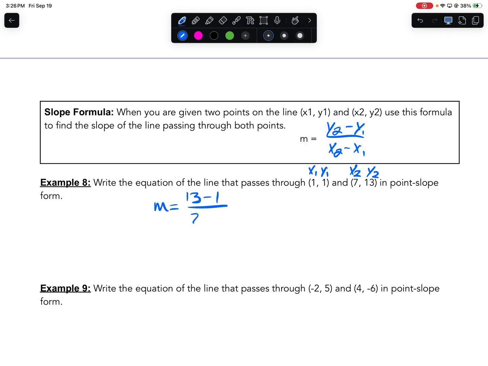Second x is 7. First x is 1. 13 minus 1 is 12. 7 minus 1 is 6. If you can divide the numbers or if you can reduce the fraction, you have to do that. So slope is 2. Exactly.